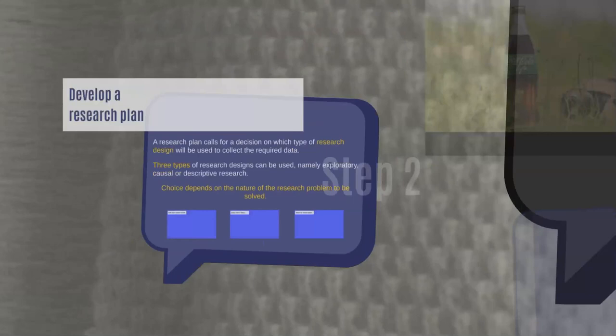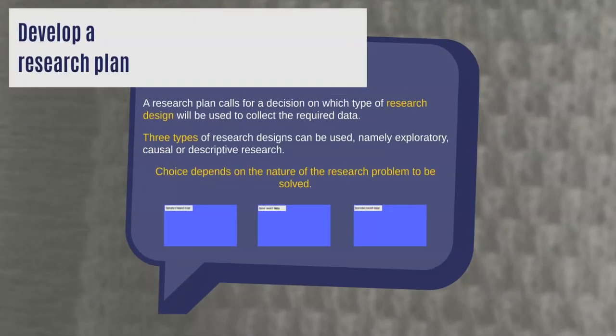Now that that's done, we move to step 2. Now you need to develop a research plan. So first you have your problem and you have your objectives. Now you need a plan. A research plan calls for a decision on which type of research design will be used to collect your required data. There are 3 main types of research designs, and this is exploratory, causal, or descriptive.